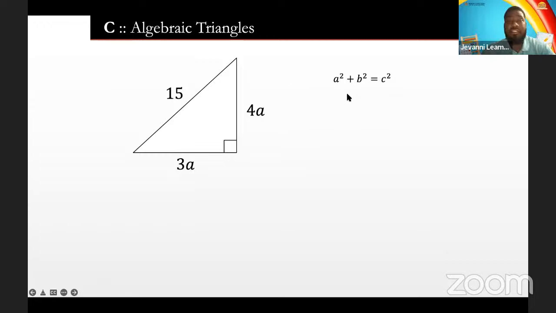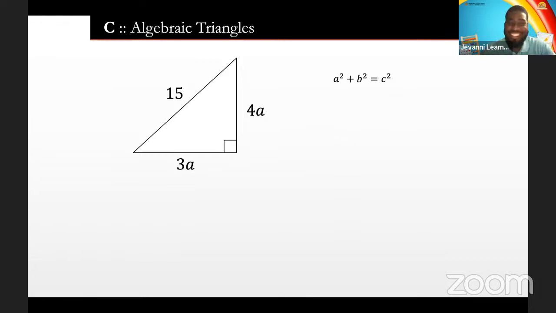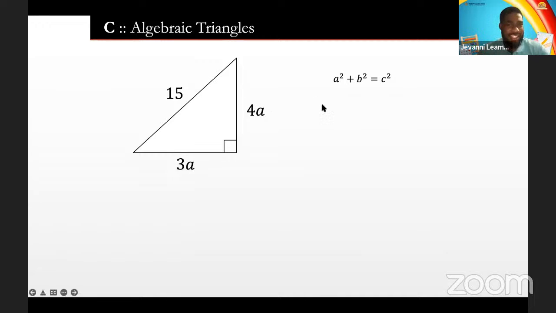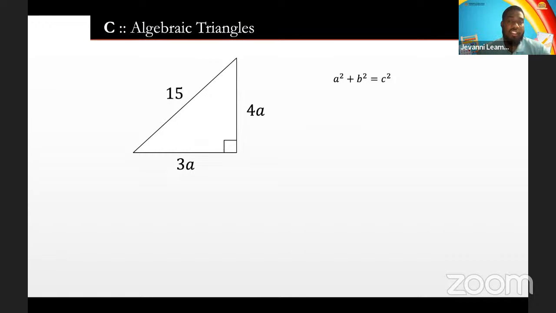And the shorter sides, can you tell me the variables that would signify the shorter sides? As in the variables in the triangle. 4A and 3A. All right, fantastic. So we're going to square the two shorter sides, and it's equal to C squared, which is 15 squared.